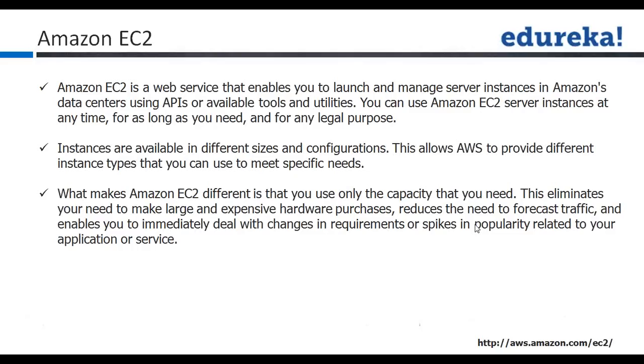What makes Amazon EC2 different is that you use only the capacity you need. You may want to use only 2 GB RAM, or 8 GB, or 16 GB RAM, or 400 GB of storage. You use only that part of the requirement. And in future, when you want to increase it, you can add more resources, either by increasing the memory or by adding multiple virtual servers.